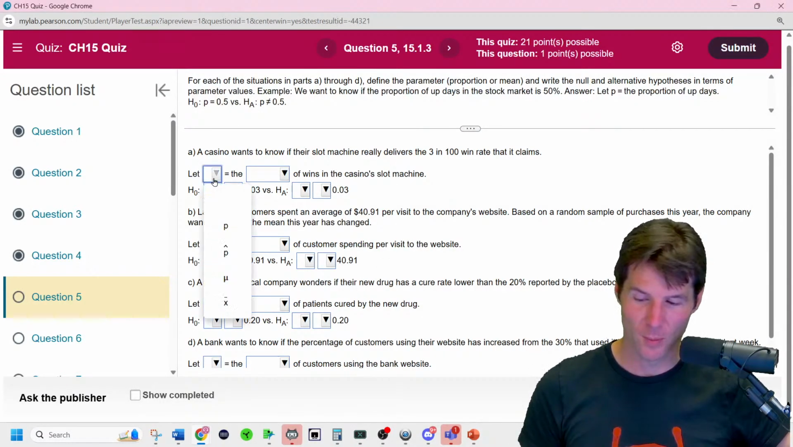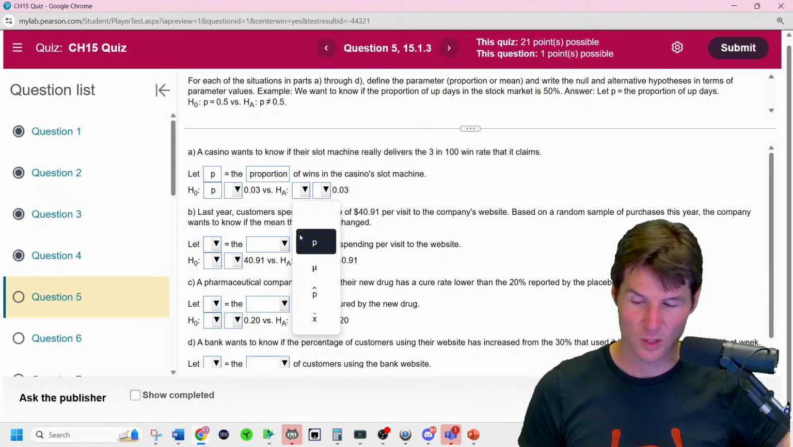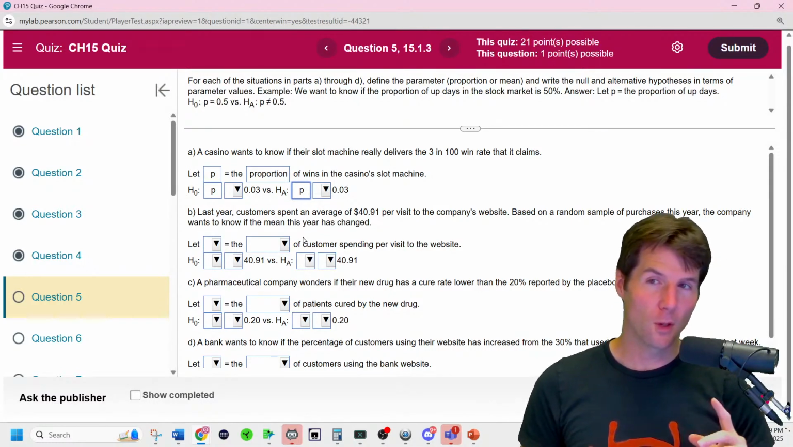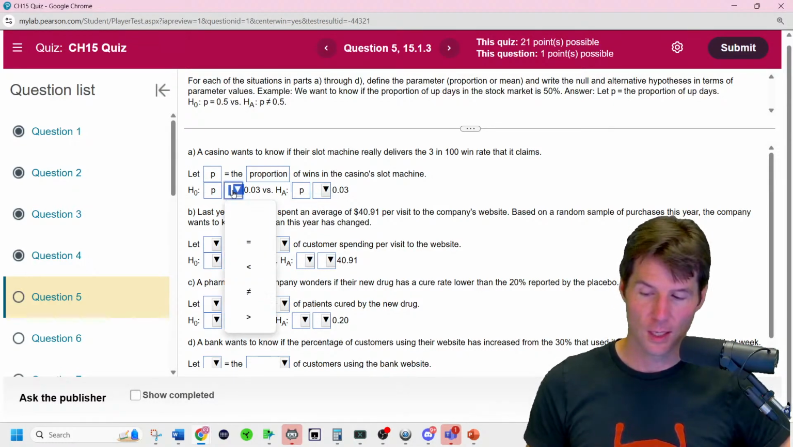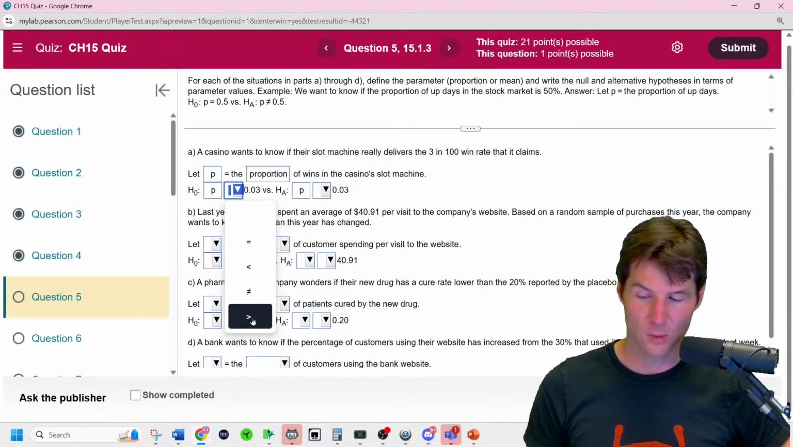But here we go. We're going to put P for proportion, the true proportion. Look at how many questions we just got right. Now the null has the what sign?